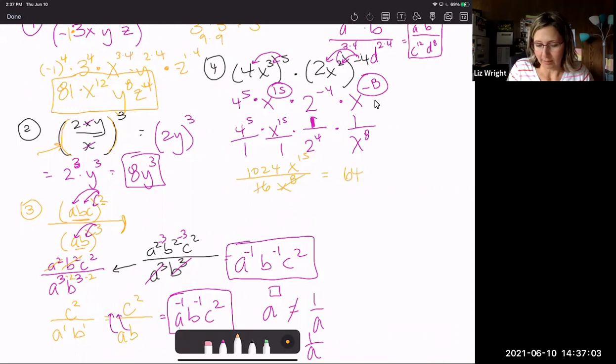And then let's take off the 8 from down at the bottom, the 8 x's. We're going to take it off up here. And we're going to get x to the 7th. And that, my friends, is your final answer for that one.